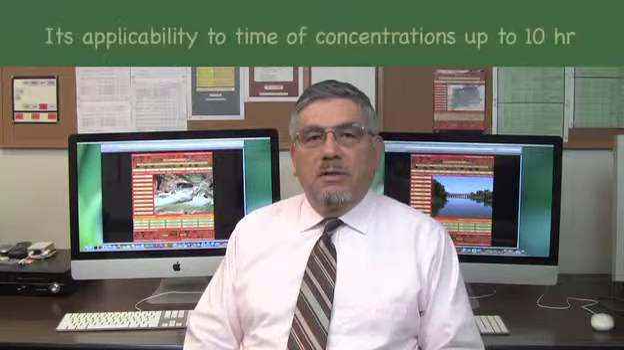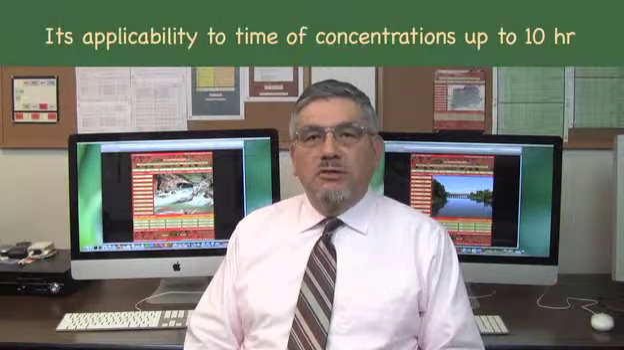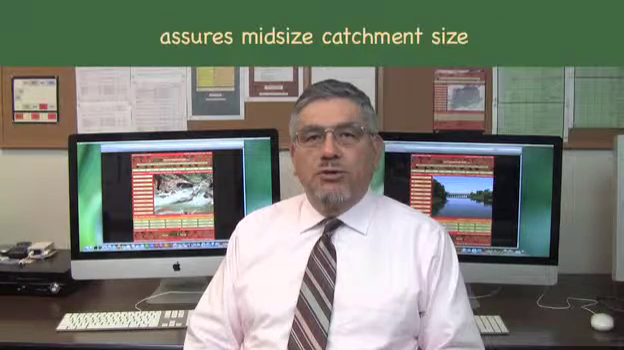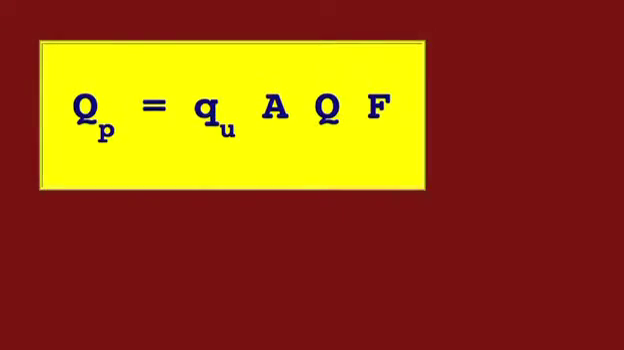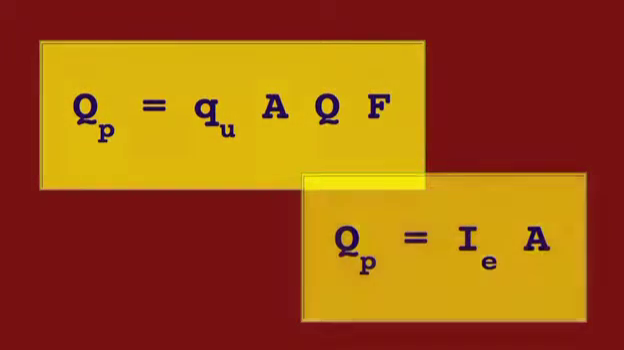TR55 is properly an extension of the rational method to the realm of the mid-size catchment. Its applicability to time of concentrations up to 10 hours assures mid-size catchment size. The structure of the peak discharge equation bears a close resemblance to the runoff concentration equation, Q sub P equals I sub E times A.